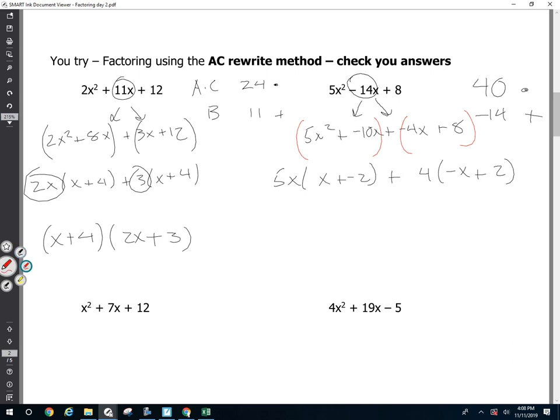Do we see x plus negative 2 and negative x plus 2? Are they the same? No. Since they're not the same, I can't do the next step. If this was a negative 4, however, it would be. Sometimes you need to adjust what you factor out so that you get the same thing, and that can be factored out. Don't pack up until I tell you to do so.